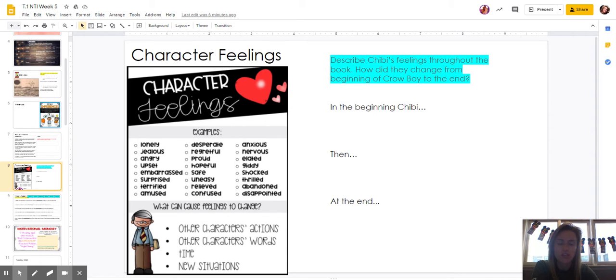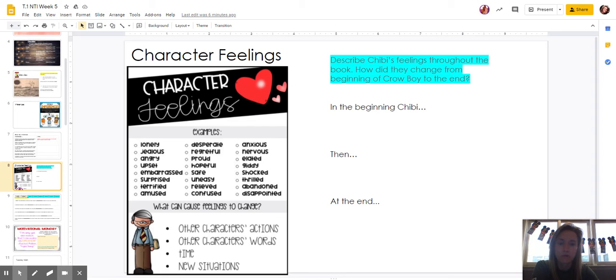Last week we talked about how traits describe a character overall. Traits don't change easily, but feelings do. So I always remember feelings are fleeting, which means they can come and go. Traits are consistent, they usually stay. So in a story, you will see characters' feelings change depending on the situation they are going through.